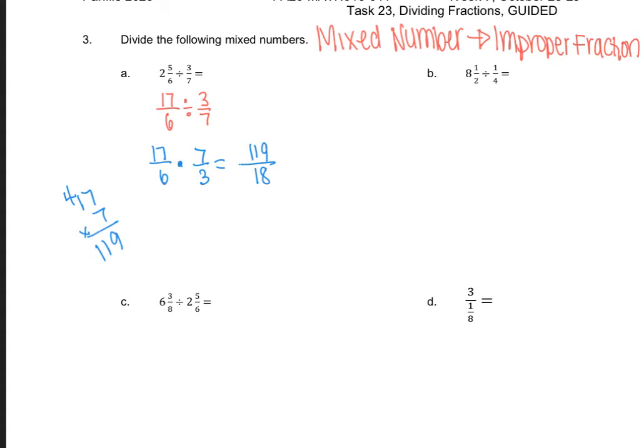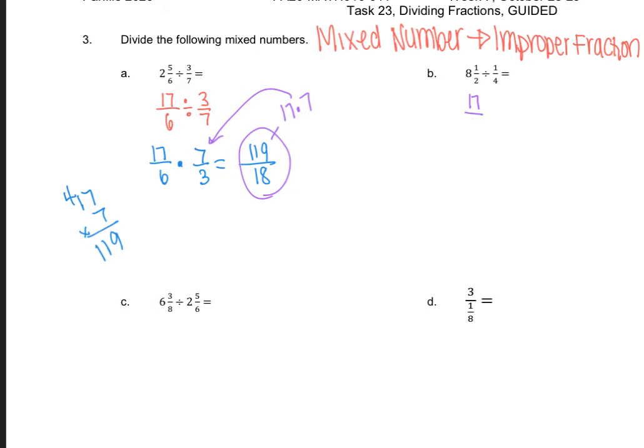If I look, I'll grab my multiplication chart. I know the factors of 119 are 17 and 7. 17 and 7 are not factors of 18, so that is all I can simplify, 119 over 18. And you actually knew that because those factors are right there. All right, so letter B.